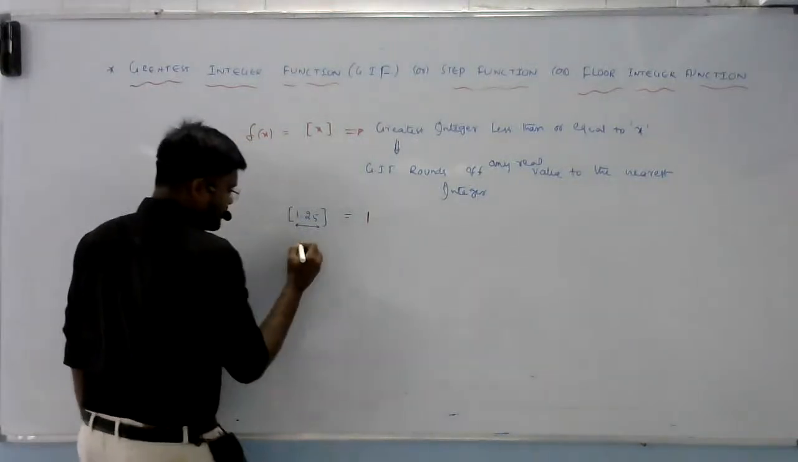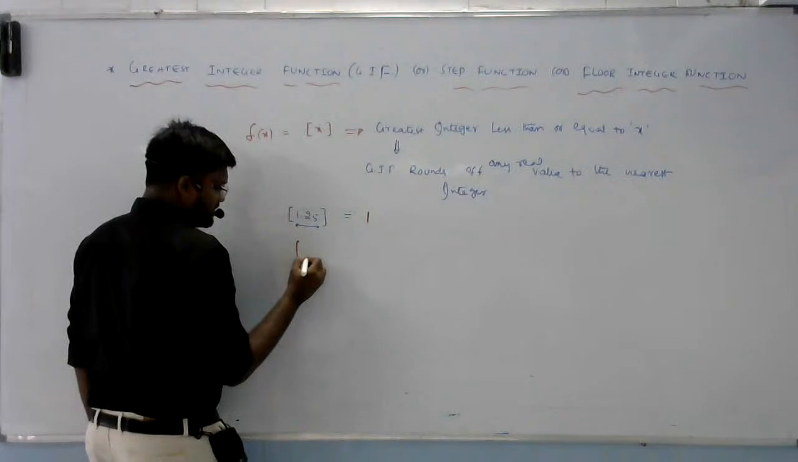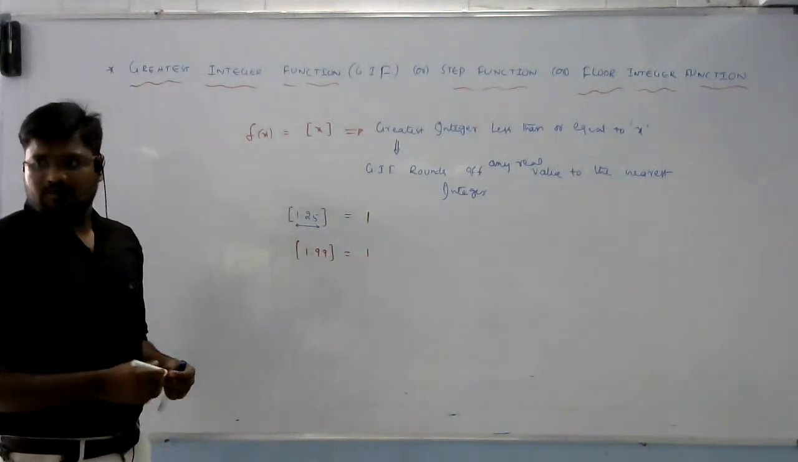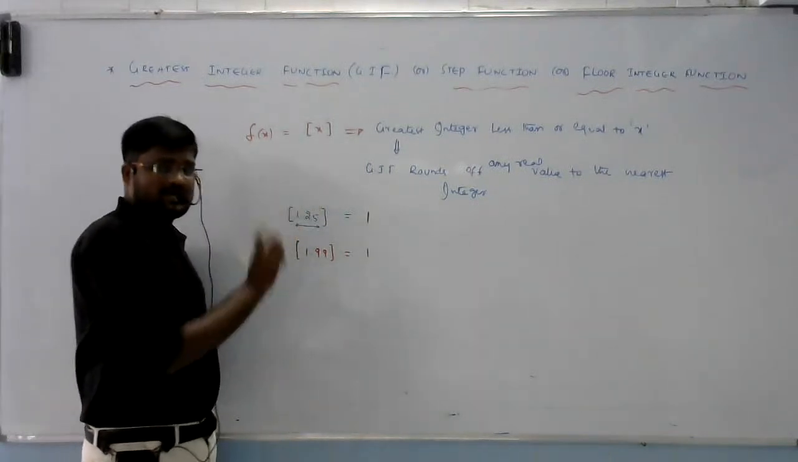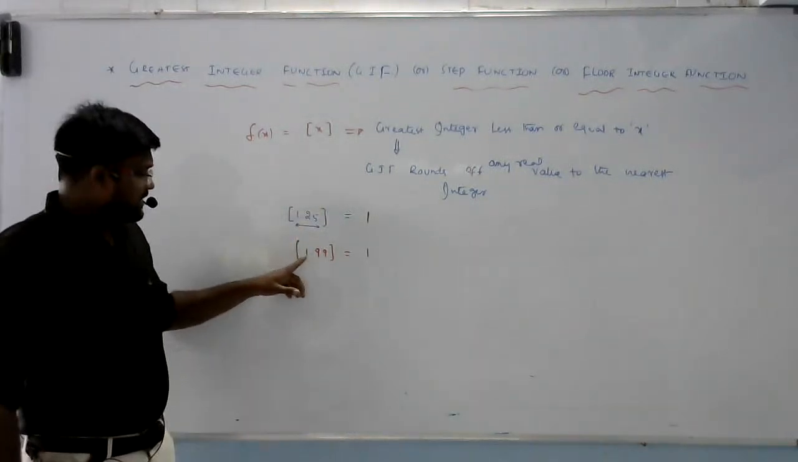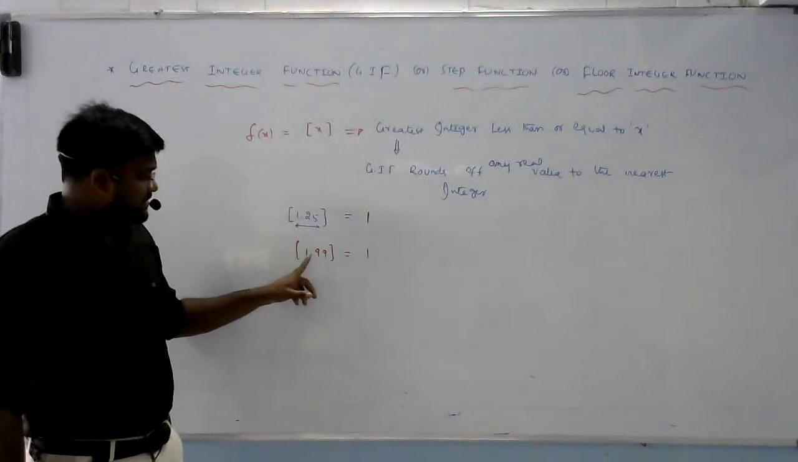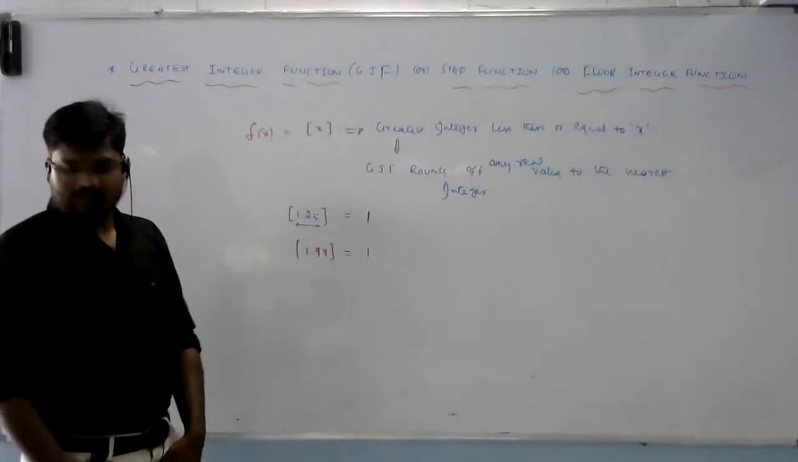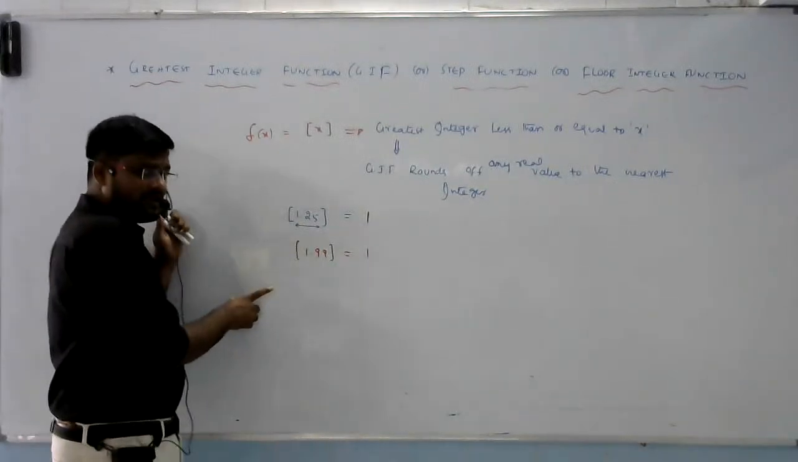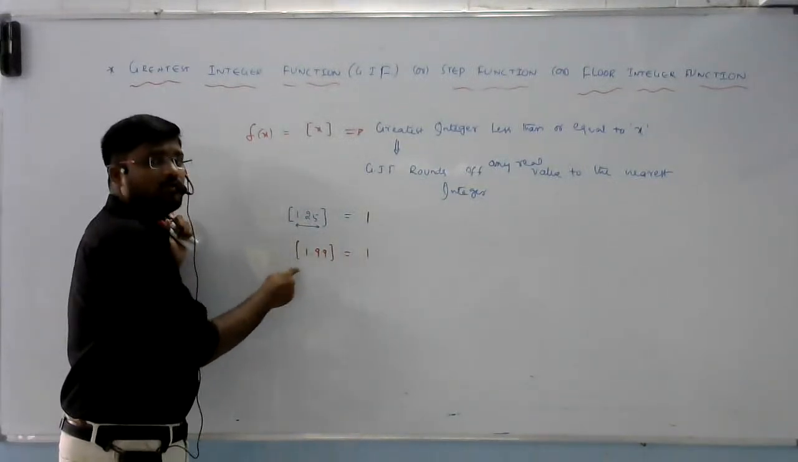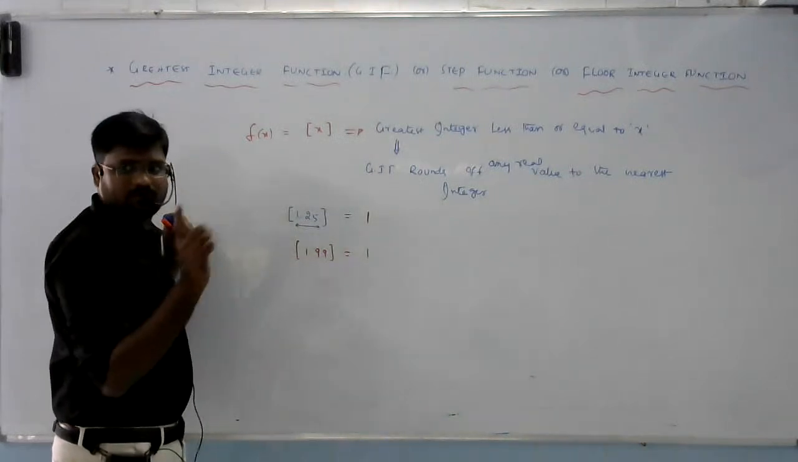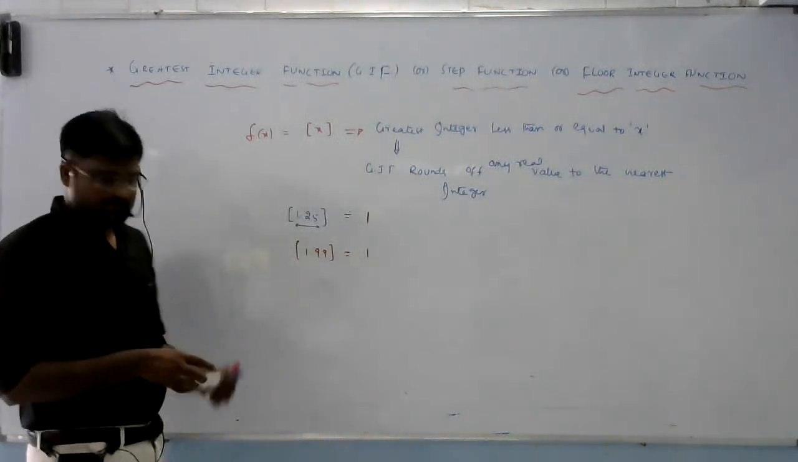Understood? Similarly, when I write step of 1.999, what is the value of this one? 1. Greatest integer less than or equal to. That means the integer which is less than or equal to 1.999 is obviously 1. So logically, if you take any value 1 or more than 1 and less than 2, the step of that value will be equal to 1. Can I say it something like that?